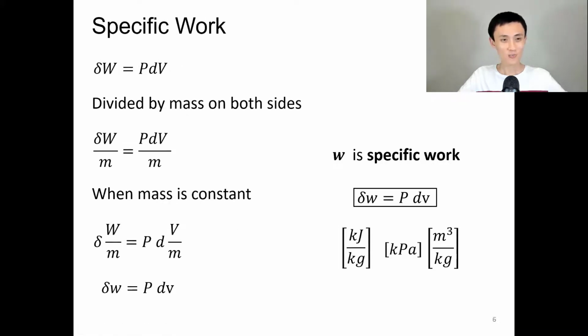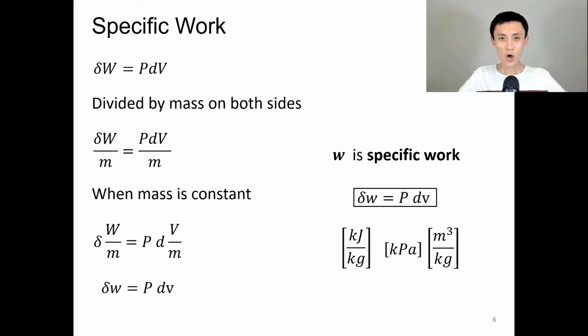The next thing is specific work. If we divide both sides of the function by mass, then we have specific work. The reason we use specific work is that we want to avoid mass as a variable when we compare different processes, such as a bigger engine and a small engine. Most likely the bigger engine will produce more work than the smaller engine because of the size. We don't want size to be the variable, so we divide by the mass.